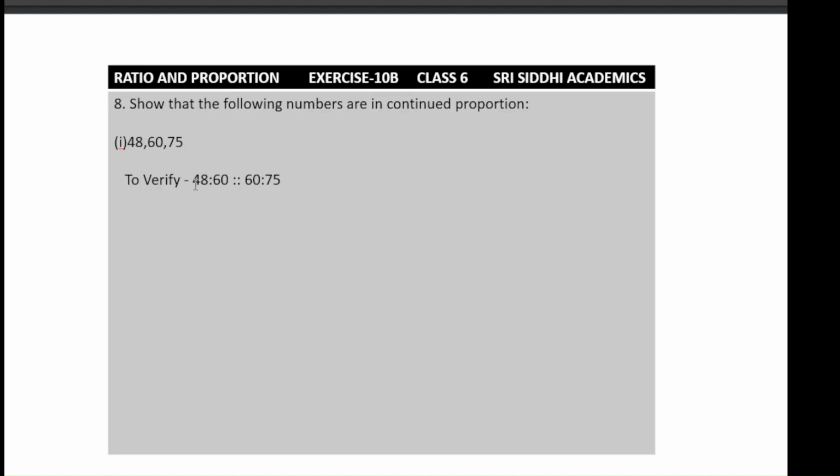So let's verify. What the question is asking us to verify is this particular proportion here. Okay, so let's do this. So here again we will do 60 multiplied by 60, product of means. 60 multiplied by 60, what will it give us? 6 into 6 is 36. So 36 and then 2 zeros at the end we will attach. This is the product of means. Similarly, product of extremes, 48 into 75.